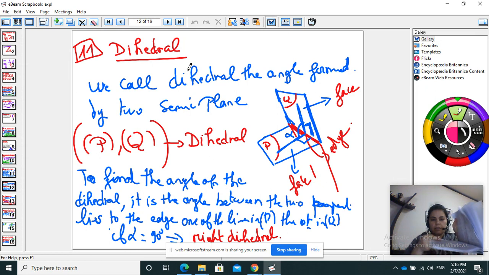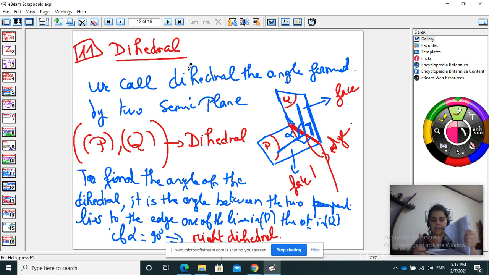That's it. So the intersection of the two planes is a line. To find the angle here, it is the angle between the two lines perpendicular to the edge, on the edge line, one in P. Easy peasy. So what do I do, guys, to know what the angle is? But now I will see what's written here. I can't read my handwriting.